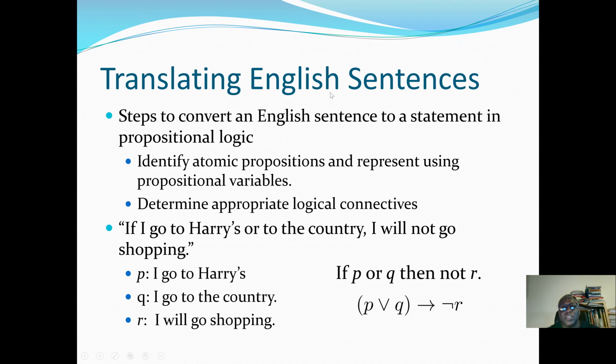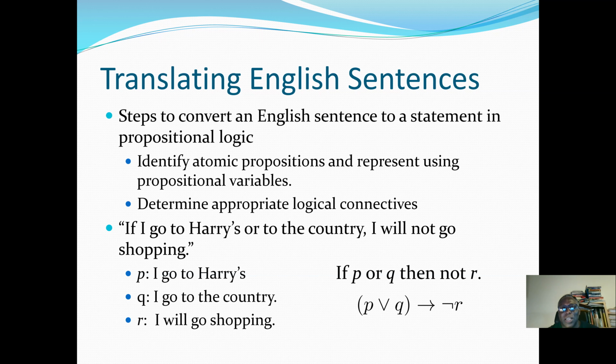So we start with translating English sentences. The steps to convert an English sentence to a statement in propositional logic are 2. First, we need to identify the atomic propositions. That's the simplest sentences, and represent each using a variable, or propositional variable. When we use the term atomic, we mean the simplest unit of an item. Here we mean a sentence that is really just one sentence.